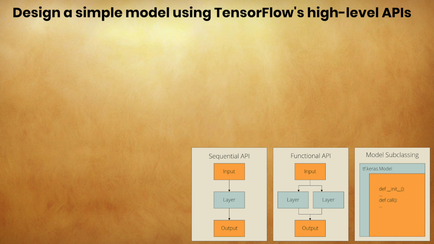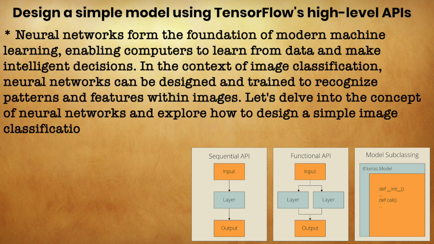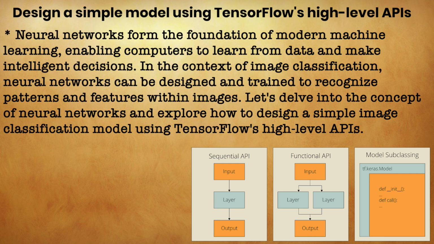Design a simple model using TensorFlow's high-level API. Neural networks form the foundation of modern machine learning, enabling computers to learn from data and make intelligent decisions. In the context of image classification, neural networks can be designed and trained to recognize patterns and features within images. Let's delve into the concept of neural networks and explore how to design a simple image classification model using TensorFlow's high-level APIs.